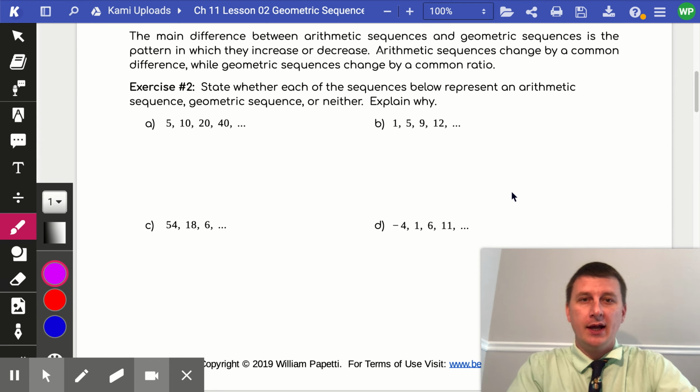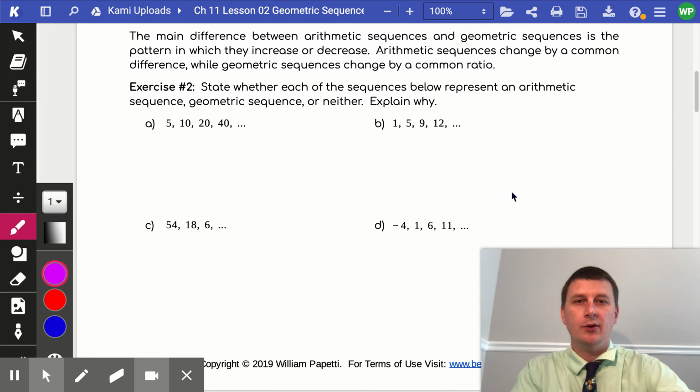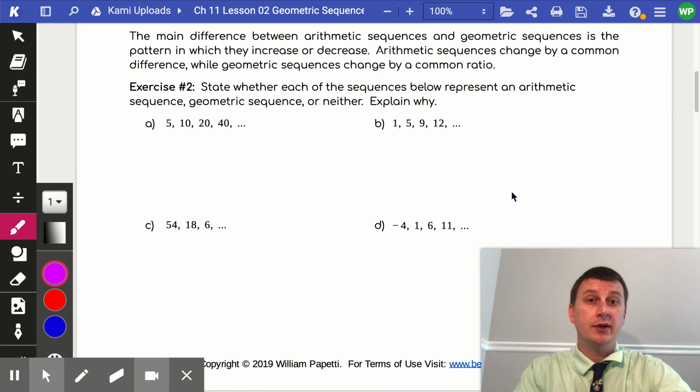Now, in this lesson, we are continuing on with geometric sequences. If you watched the previous video on exercise number 1, you might have a nice foundation on what a geometric sequence is. And now we're going to continue and combine the ideas of arithmetic sequences and geometric sequences in order to see what the difference is between the two.